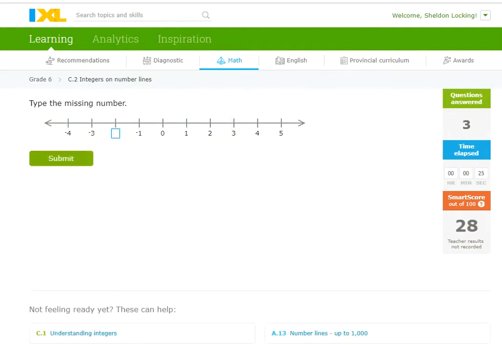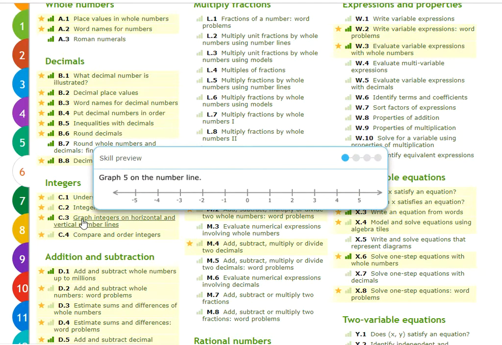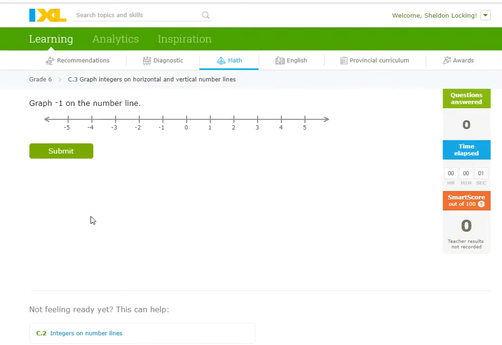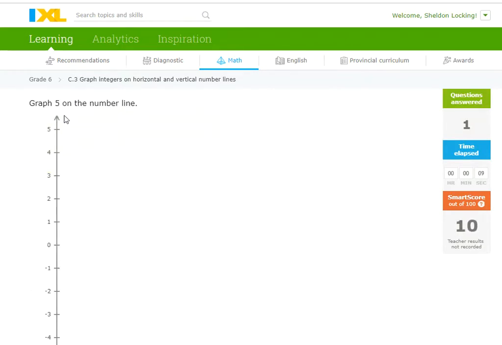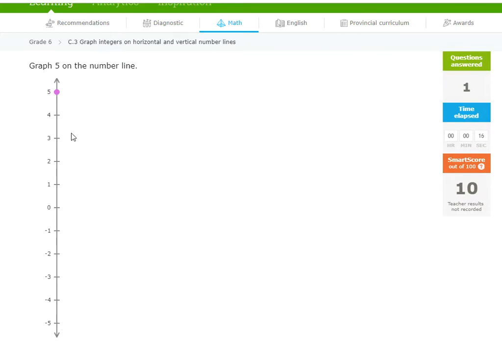Okay. The next skill to look at is graphing integers on horizontal and vertical number lines. So quite similar, but instead of writing in the number, it's asking me to graph -1 on the number line. So -1 is there. Graph 5 on the number line. 5 is there. Okay. If we get a vertical number line, that's what this is, it goes up and down, then the higher you go, it's positive. The lower you go, it gets smaller until 0, and then our integers continue in the negatives.